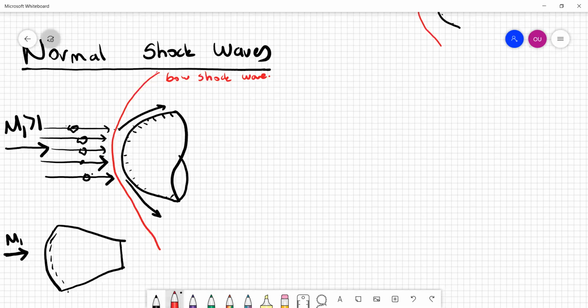Now, the importance of this bow shock wave is that some part of it, especially the front section of it, is almost a normal shock wave. So it's at a very high angle, almost 90 degrees to the incoming flow angle. So we need to analyze the flow properties within this region, just after the shock wave, using normal shock equations that we will see later.